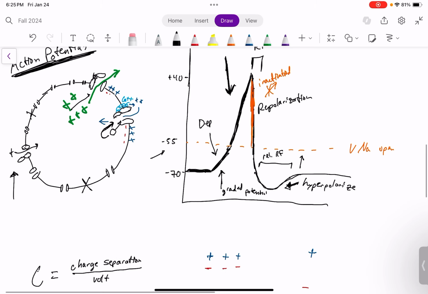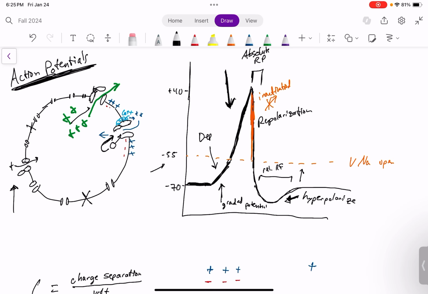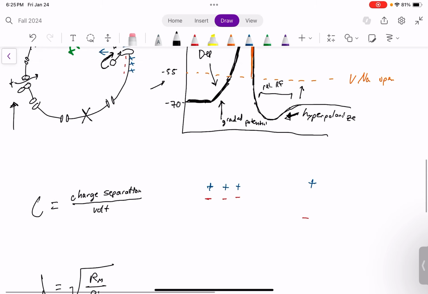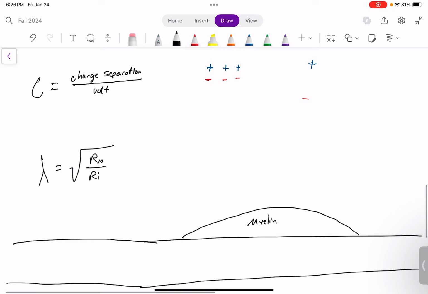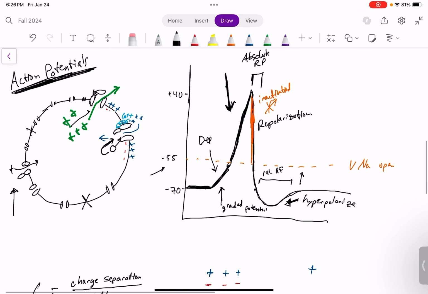So that is all about action potentials and about this ion movement. And I hope that makes sense in terms of how the potassium moves and the channels work and everything like that. Another important concept that we need to go over is capacitance and the length constant. And this is all about how action potentials are propagated. Because in reality, neurons don't actually look like that.